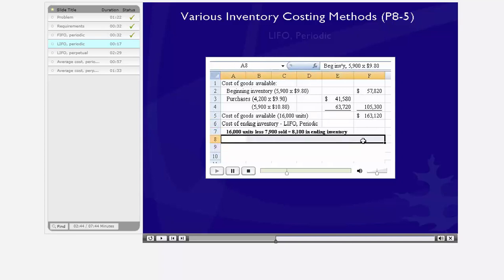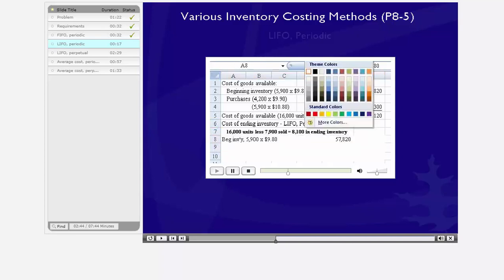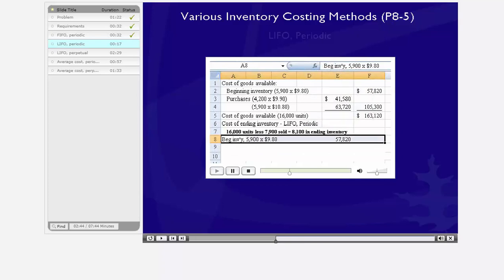Okay, so what we do different here is with LIFO we assume the last one in is the first one out, so the earliest one is always on hand, and that would have been from beginning inventory. 5,900 units times $9.80 gets us $57,820. There's my 5,900 units times $9.80.